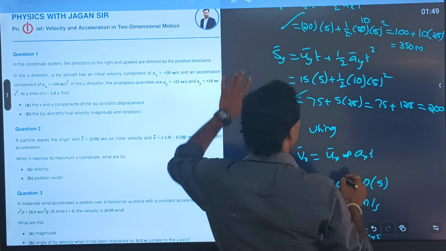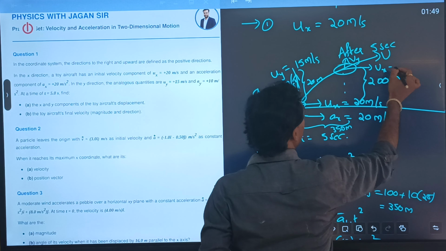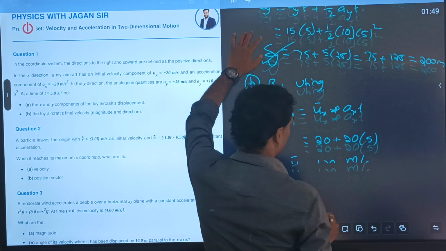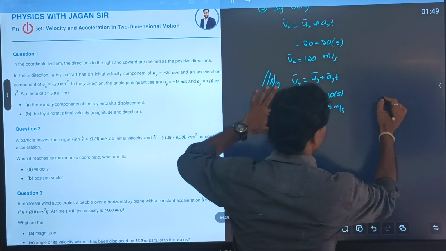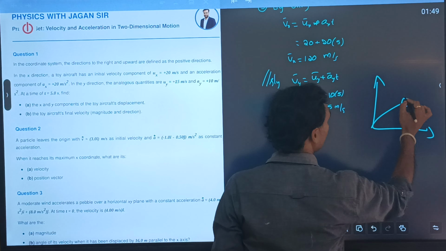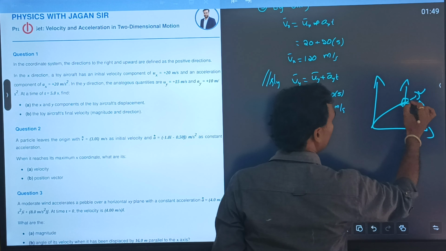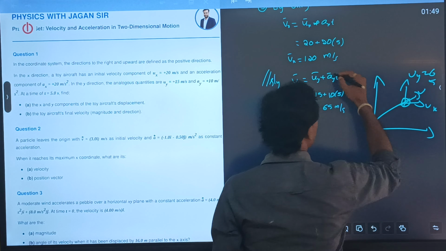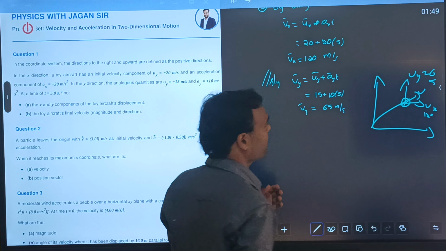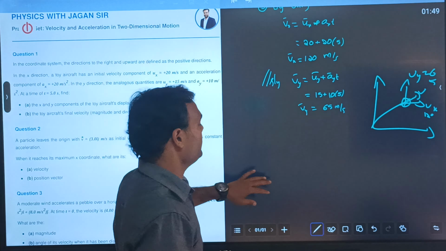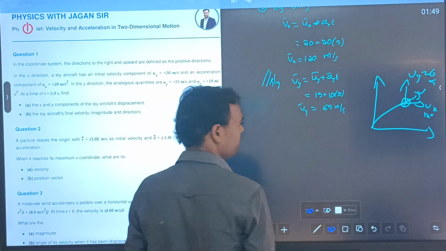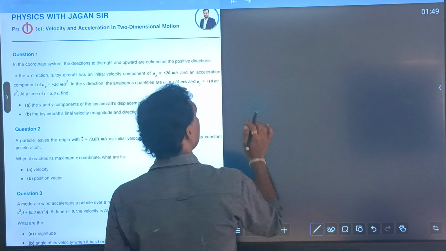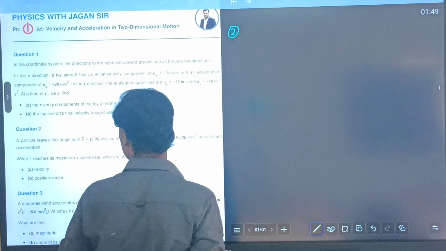Now see here, this is Vx, this is Vy. So Vy is 65, Vx is equal to 120 meters per second. I hope it is very clear for you. Then next one, this question is completed. Next one, see the second question.